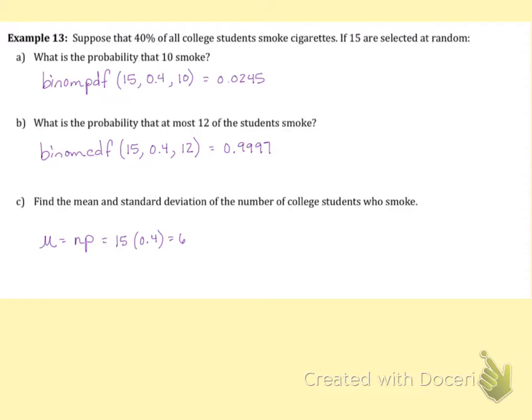And the standard deviation, oops, lost my screen here, is the square root of npq, where n is the total number, p is the probability of success, and then q is the probability of failure, which is the complement of success, so 1 minus p. So your two probabilities there, p and q, should add up to 1. When you put this in your calculator, you'll get 1.8974.